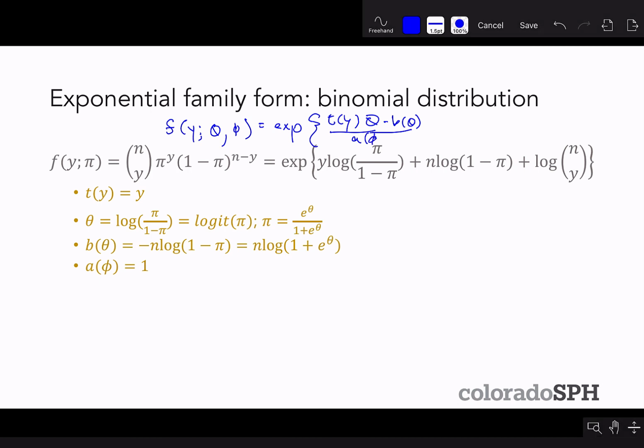over a of phi. And please, if any of these steps don't make sense to you, please post them in the discussion board, and I will spend time writing an answer and also coming up with questions for lab that get at these concepts a little bit deeper. So that's the exponential family form. Here we have the binomial distribution. Here we would say that y comes from a binomial distribution, and typically the parameter for the binomial distribution is called p or pi.